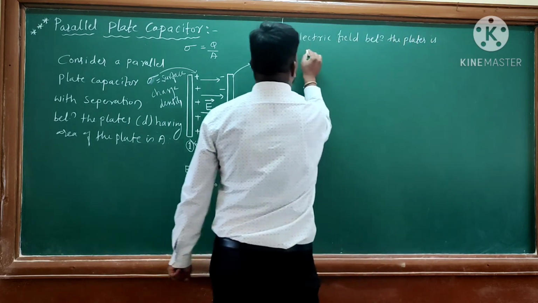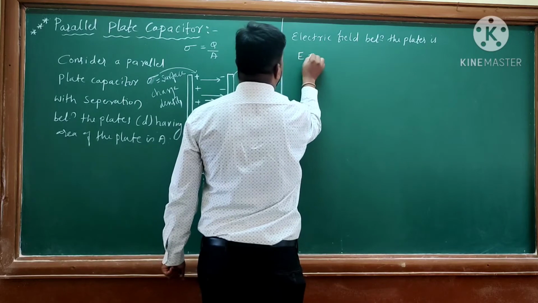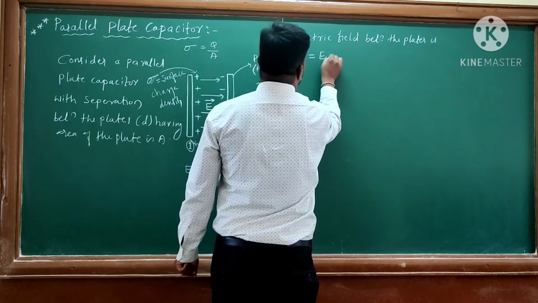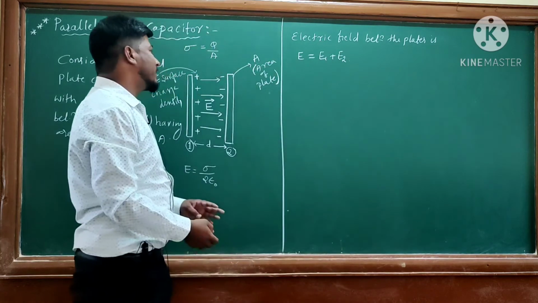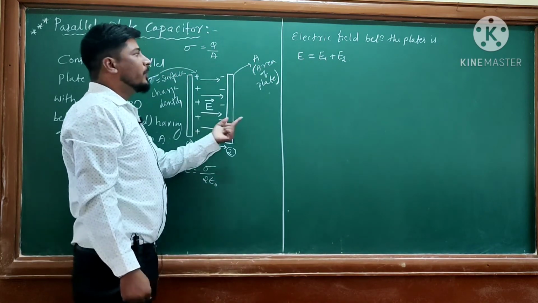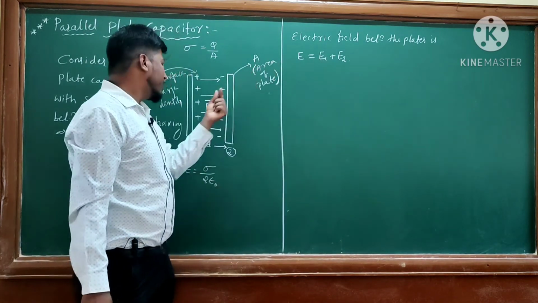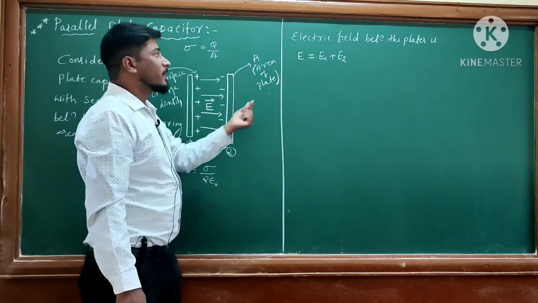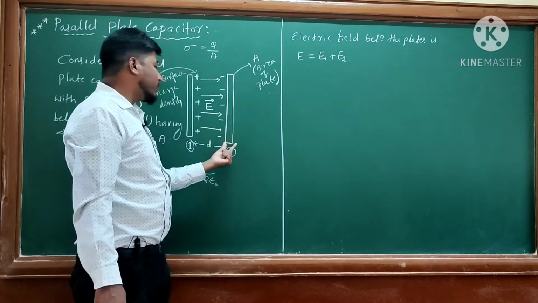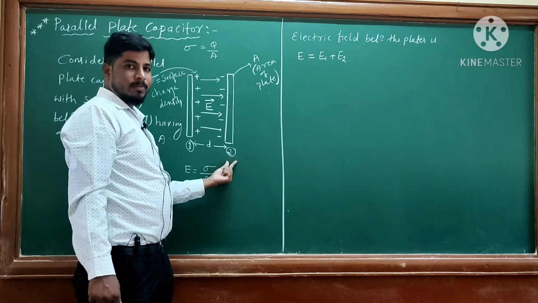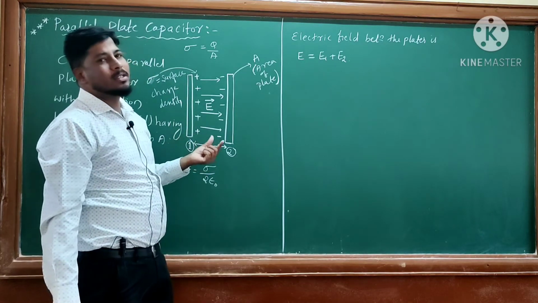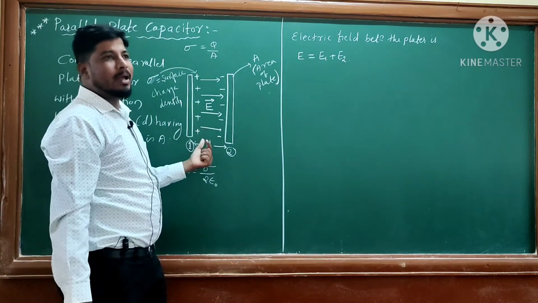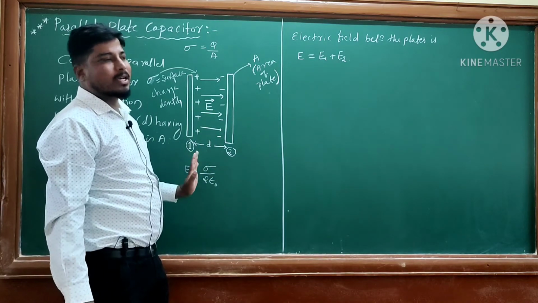The electric field E is equal to E1 plus E2. The electric field between the plates is E1 plus E2, where E1 is the electric field due to plate 1 and E2 is the electric field due to plate 2. Both these plates have the same distances, same magnitude and opposite kind of charges.